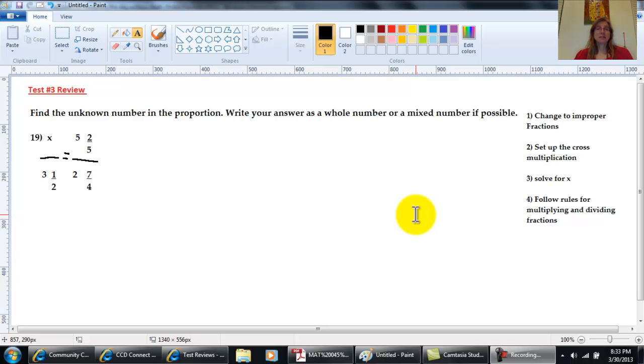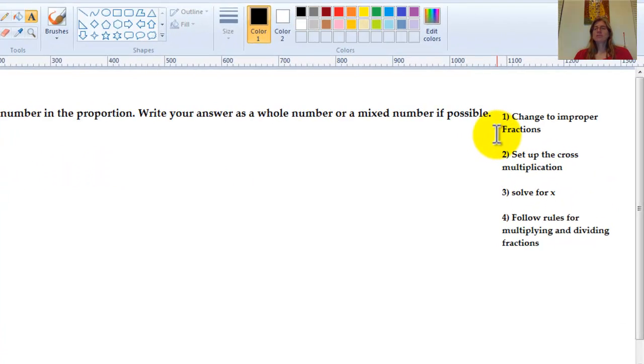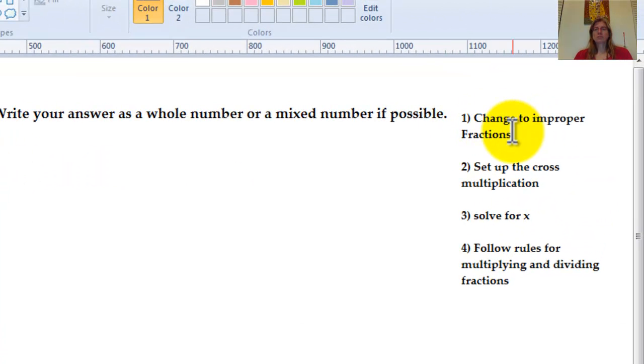Alright, this is problem 19, and we're going to find the unknown number, which is find the x for the proportion, and we're going to write our answer as a whole number or a mixed number if possible. As you can see in this problem, there's all mixed fractions, and I wrote down steps. First you're going to change all your mixed fractions to improper fractions, and then you'll set up the cross multiplication with your improper fractions, solve for x, and when you solve for x, you're going to follow the rules for multiplying and dividing fractions.